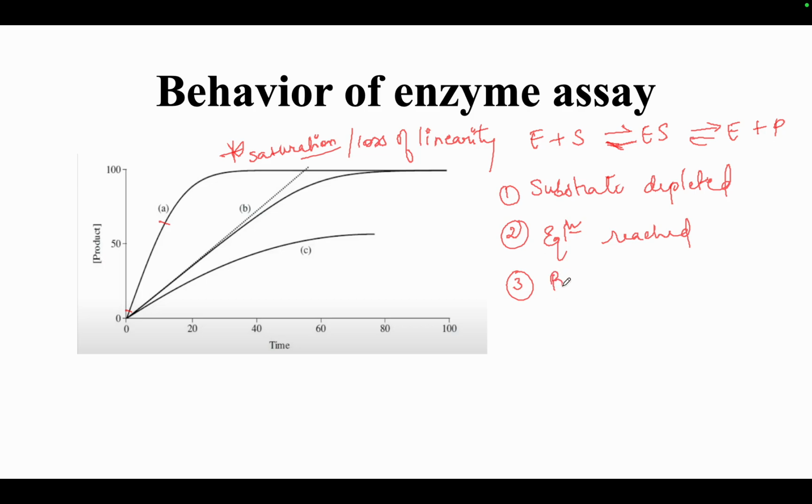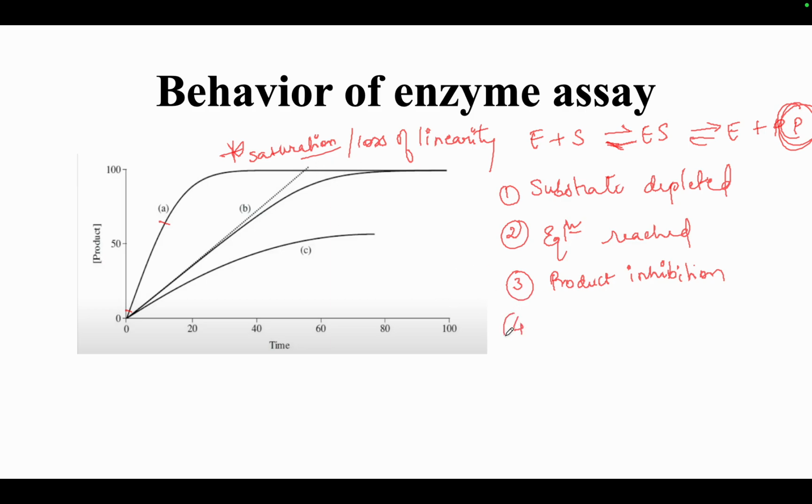Then there could be product inhibition. Whatever product is getting formed here is getting inhibited by some of the molecules present in the assay. These molecules could be irreversible or reversible inhibitors, or any contamination from the assay. Suppose we have a cell lysate. There could be different inhibitors present in the lysate which could irreversibly inhibit the product itself, and that's why the product formation has decreased, or it has reached a saturation.